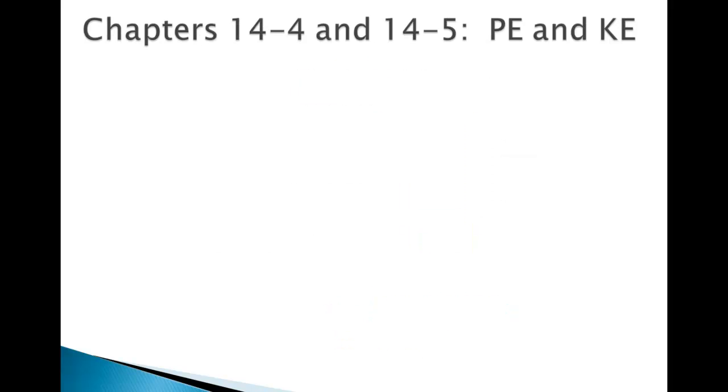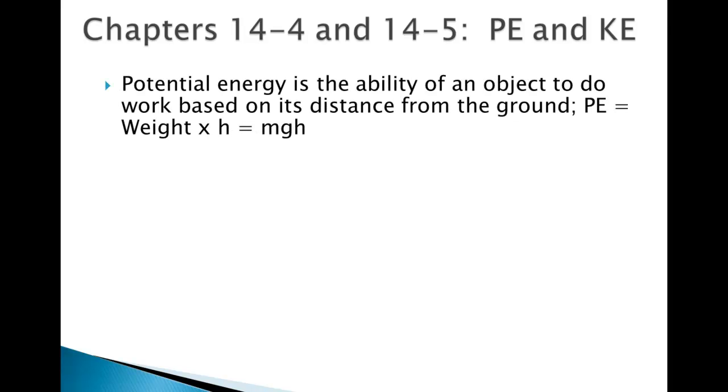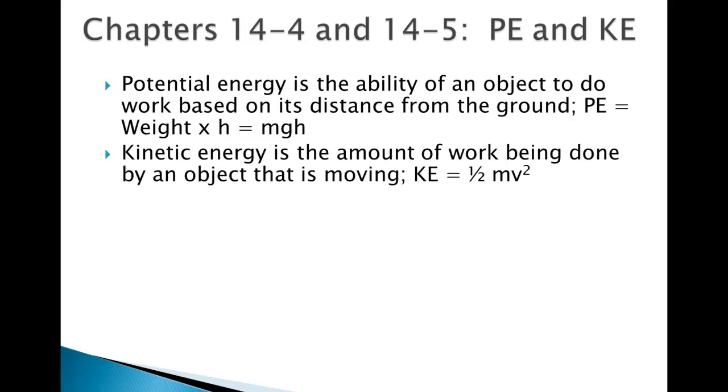Now, chapters 14.4 and 14.5 basically talk about potential and kinetic energy, and also the conservation of potential and kinetic energy, or just conservation of energy. So potential energy, as we talked about in the last class, is the ability of an object to do work based on its distance from the ground. So the potential energy is going to be the weight of the body times some distance h from the ground, or mgh. Now, kinetic energy is the amount of work being done by an object that is moving, or kinetic energy equals 1/2 mv squared.